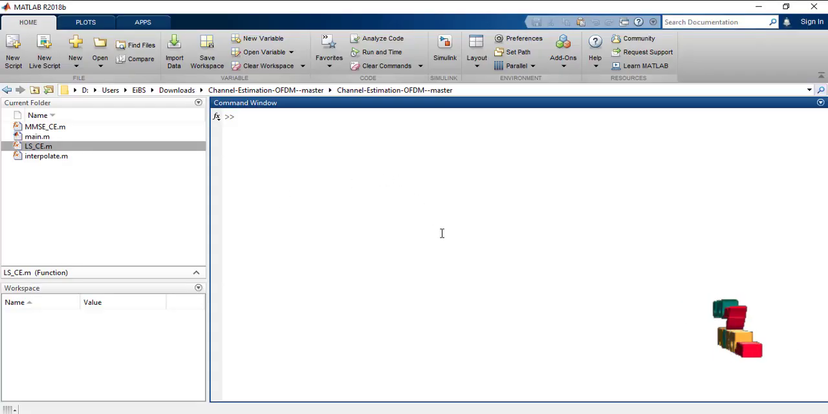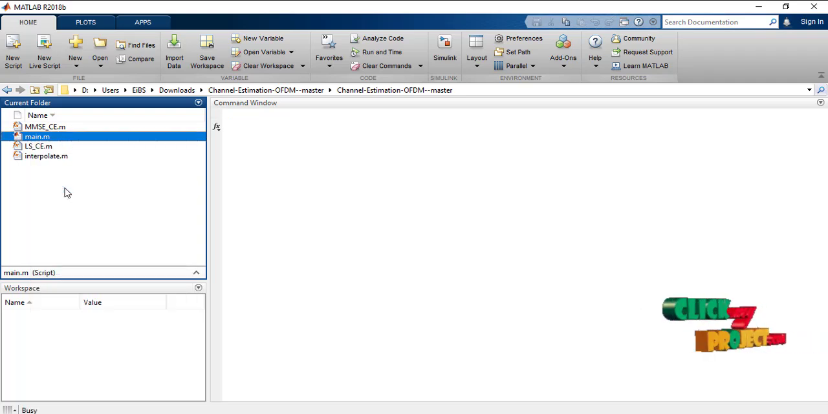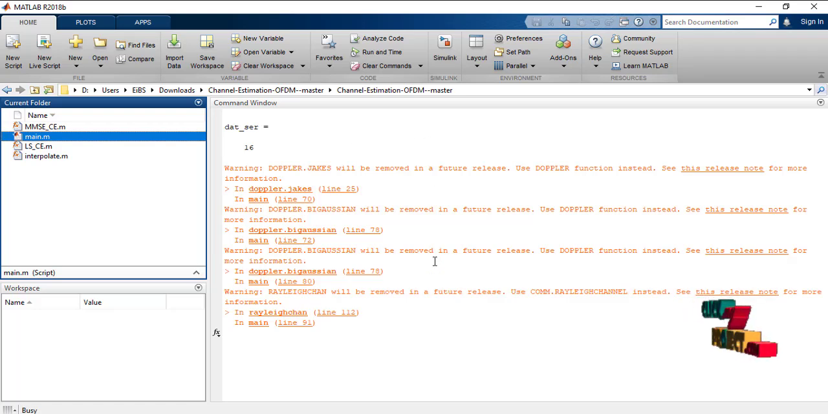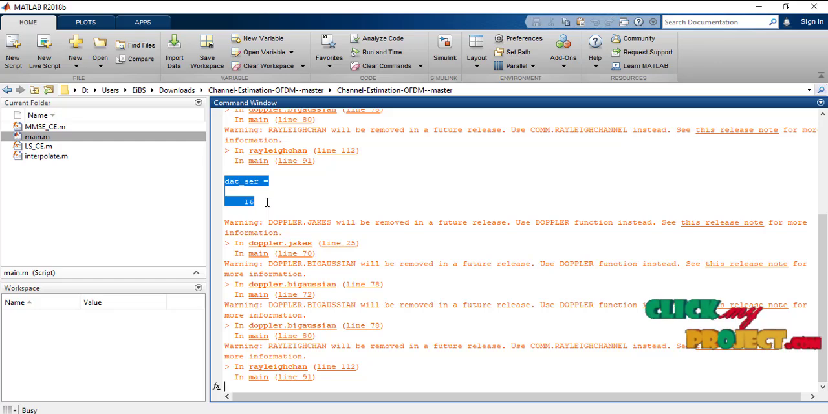This is our Matlab platform to run our code. This is our program files, and we go to the main file, right click and execute it, run and execute it. This is a data segmentation as the 16th one.